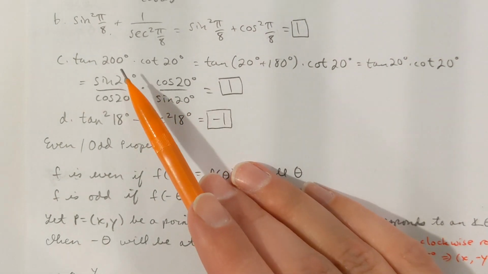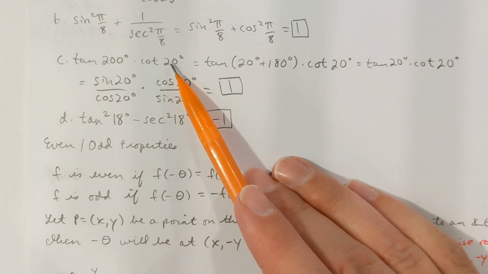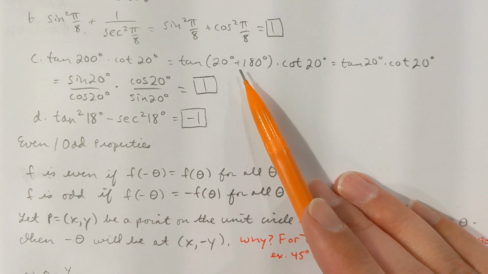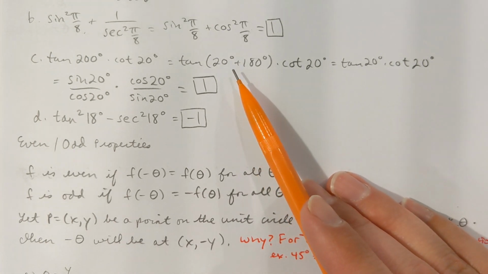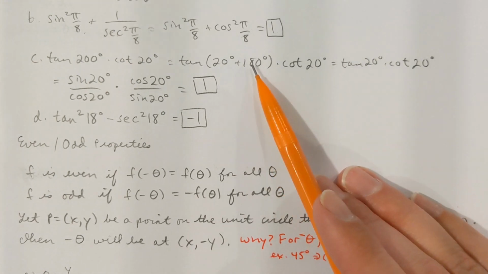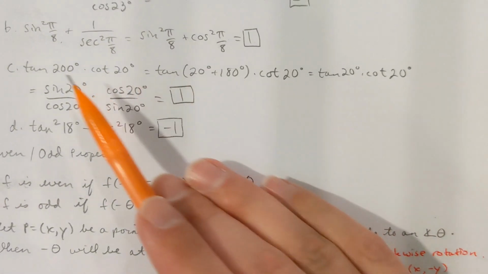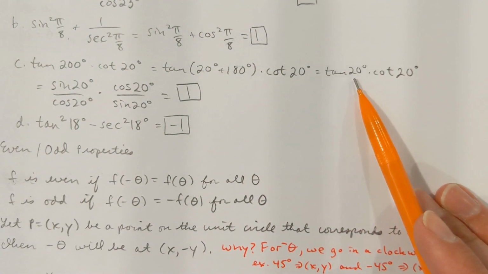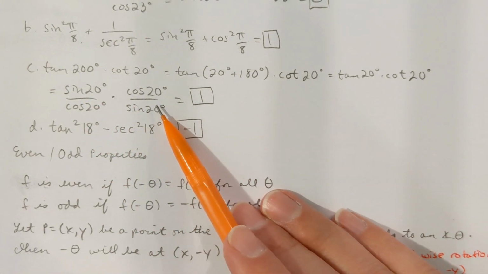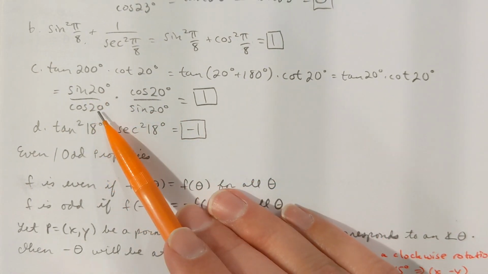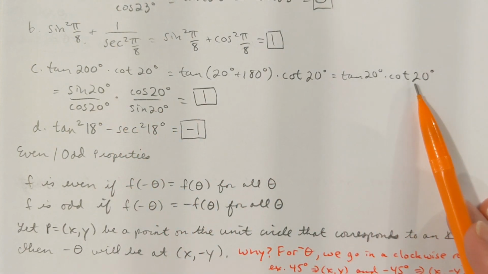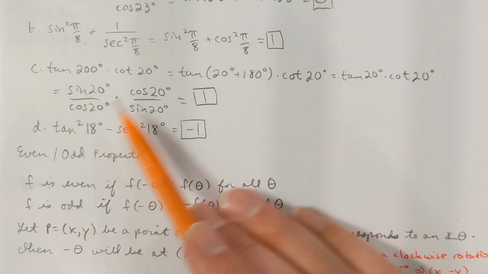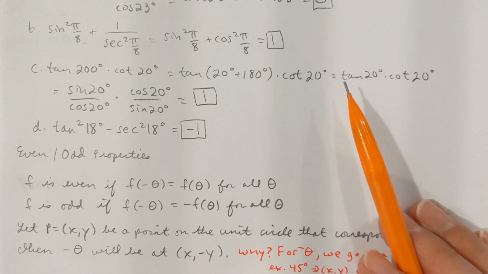Here's another one. Tangent of 200 degrees times cotangent of 20 degrees. Well, the tangent function is periodic. All 6 trig functions are periodic, but the tangent function is periodic where the periodic factor is pi radians, or 180 degrees. So tangent of 200 degrees, that'd be the same as tangent of 20 degrees, right? In terms of sines and cosines, you have sine of 20 degrees over cosine of 20 degrees times cotangent of 20 degrees. That's the same as cosine of 20 degrees over sine of 20 degrees. These all cancel. Going to leave you with 1 as the answer then.